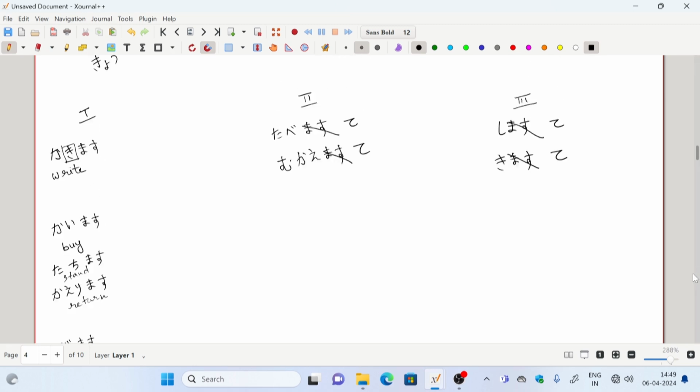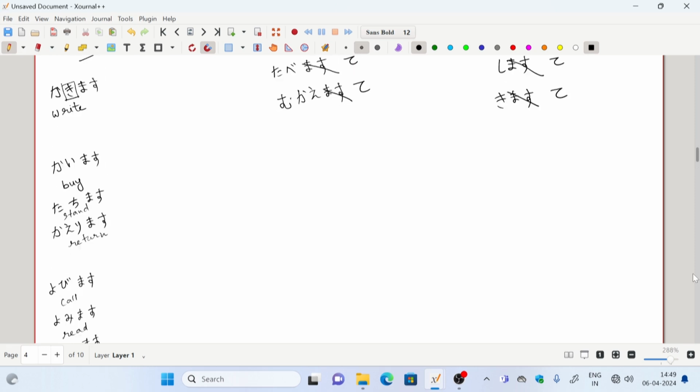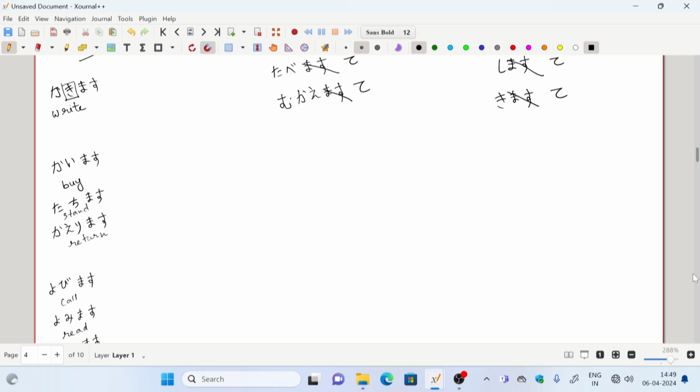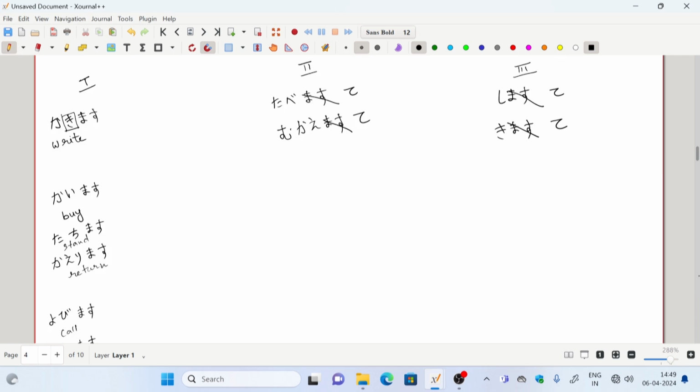Next is... and all these first category of first group will have the different rule to change it into te form. Kakimasu, kaimasu, tachimasu, kaerimasu, yobimasu, yomimasu, shinimasu. Verb ending with coming like this. If there is ki sound before mas, all those verbs will come into one category.